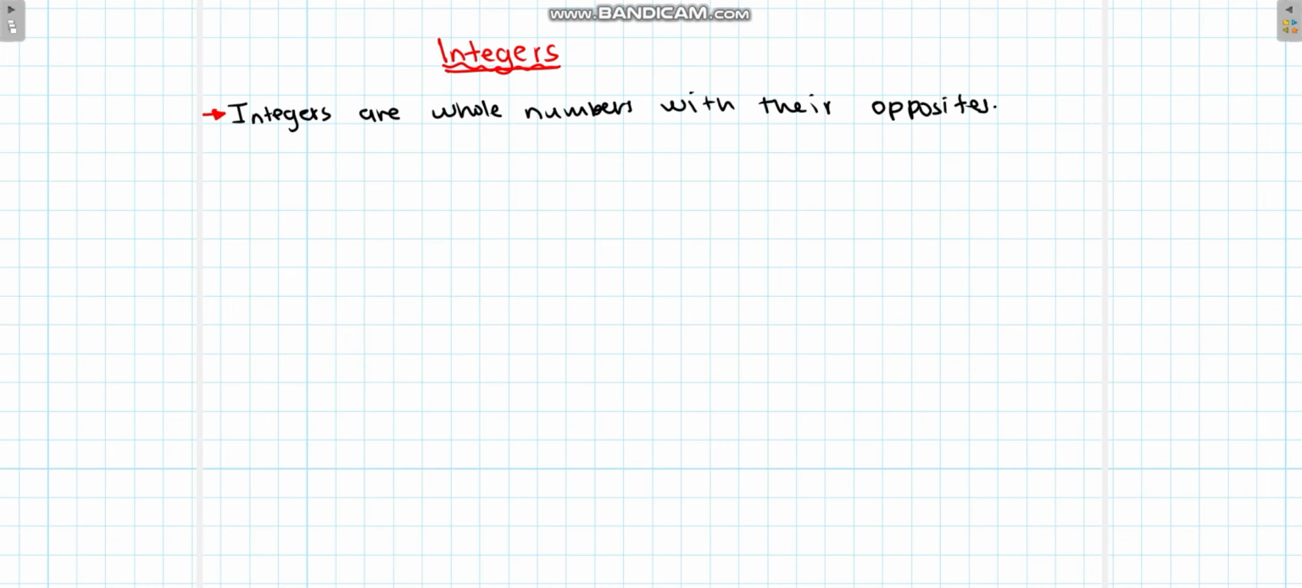So today we'll be doing integers. We'll be dealing with integers. So we'll start by talking about numbers. Then we mix our numbers with our variables.